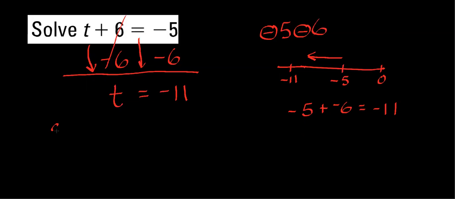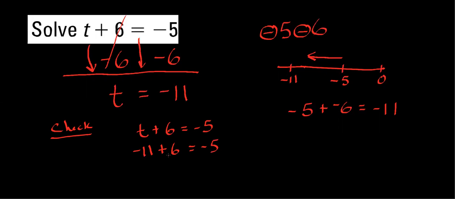Let's do our check. So I'm going to rewrite my original equation, t plus 6 equals negative 5. I'm going to substitute in the value for my variable. So I have t is negative 11. So I have negative 11 plus 6 equals negative 5.